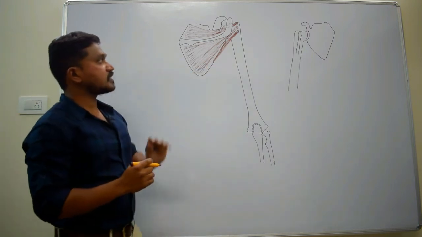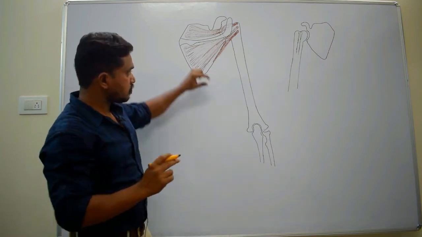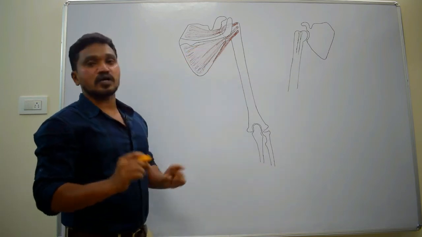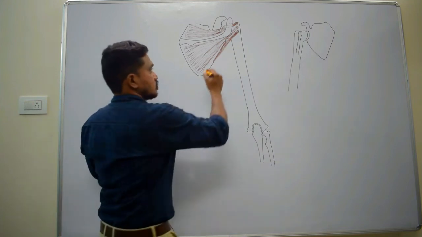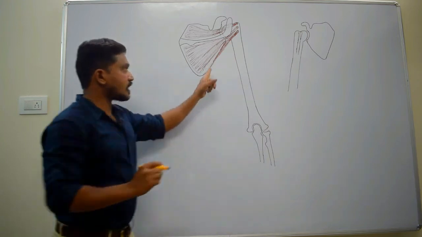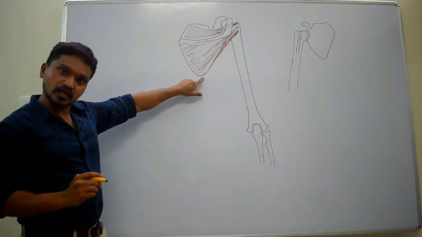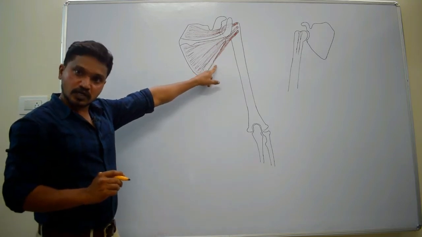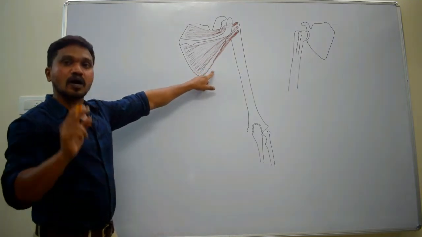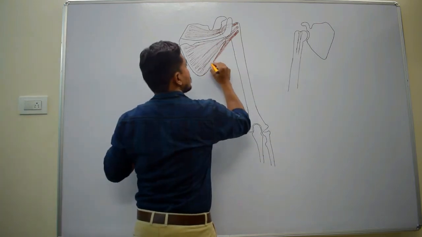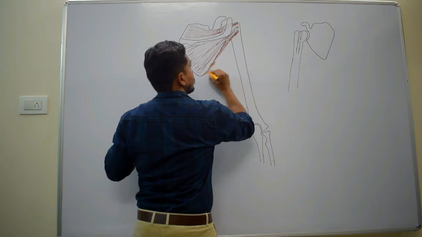Then teres major muscle takes origin from the lower 1/3 of the dorsal aspect of the lateral border of the scapula, right? So from here it is taking origin. Along with the lateral border, it is taking origin from the inferior angle also. From this area it is taking origin, and where does it insert? It is the teres major muscle.